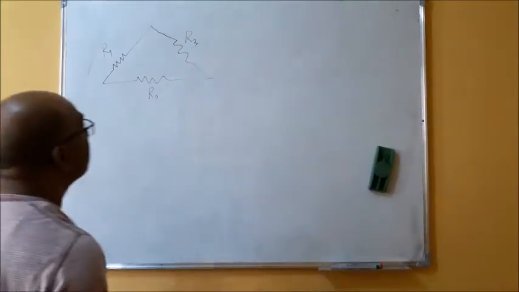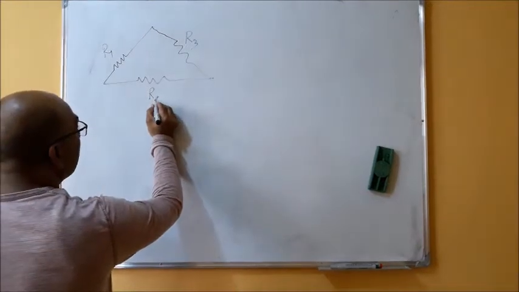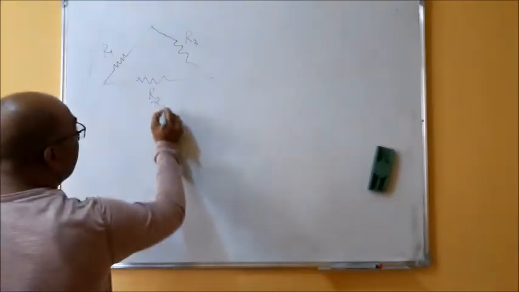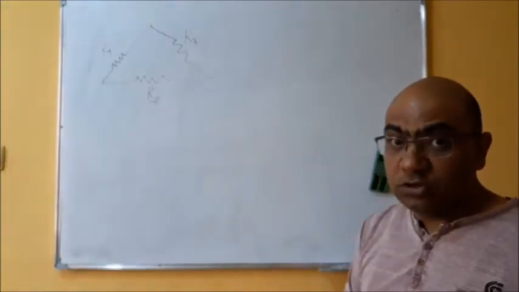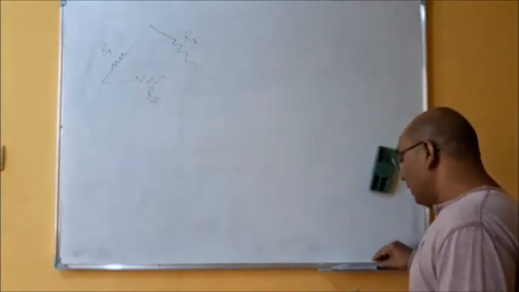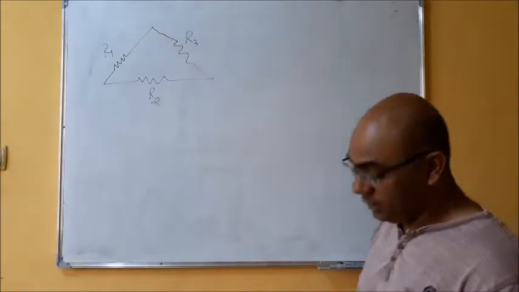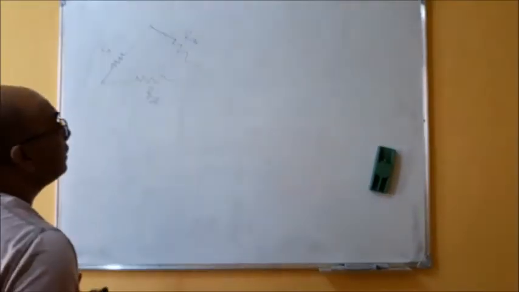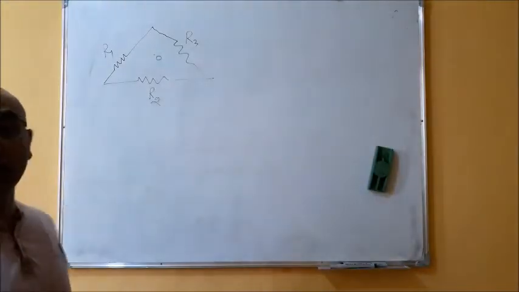Okay, so this is the circuit in which R1, R2, R3 are connected in delta. And I want to change this delta into star. So to derive the formula for changing, let us see the procedure which we can follow here. Suppose for changing to star, first of all we take a point at the center of this delta or triangle.